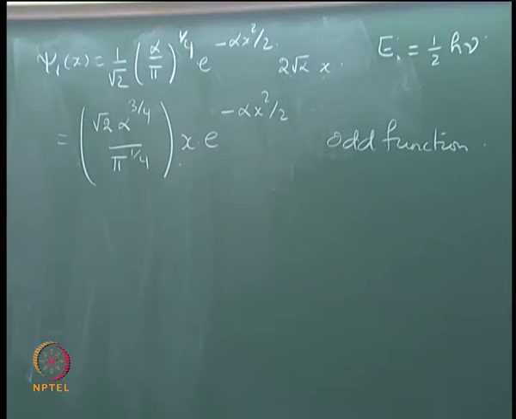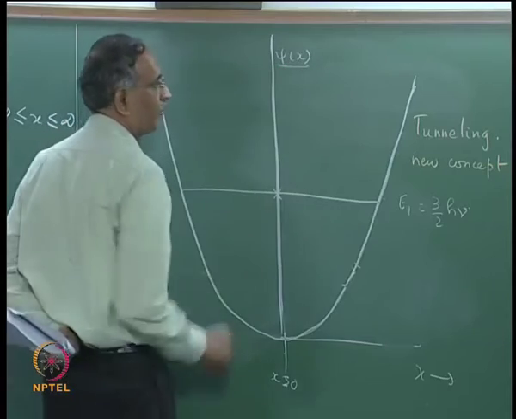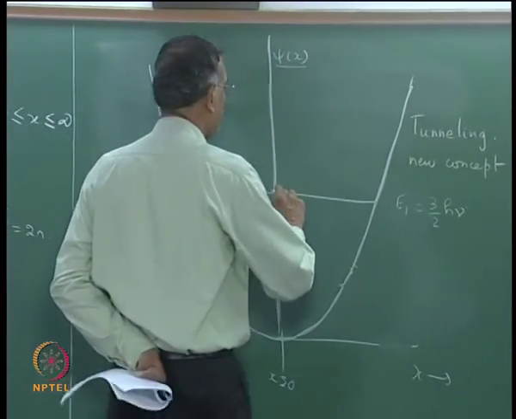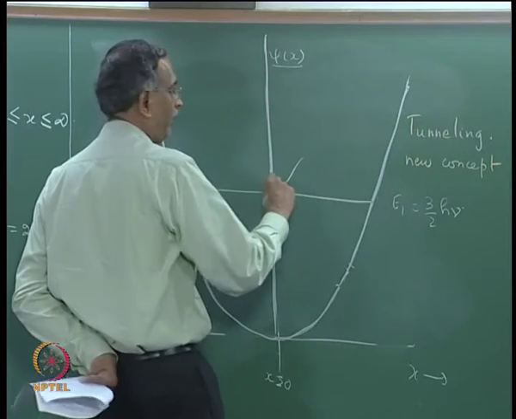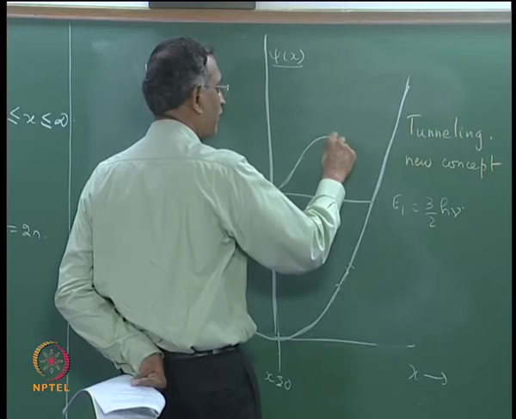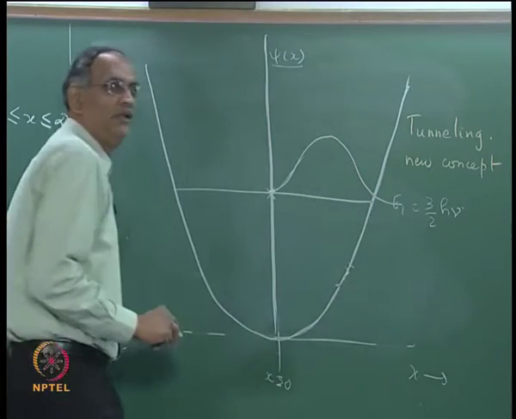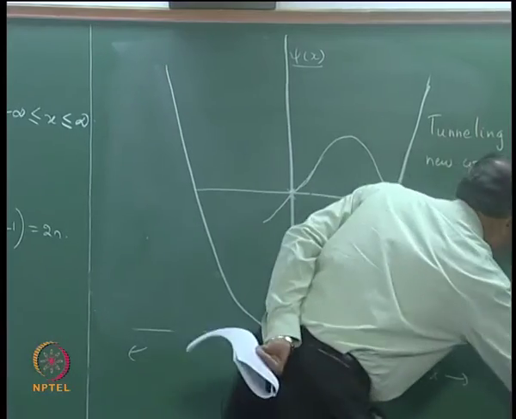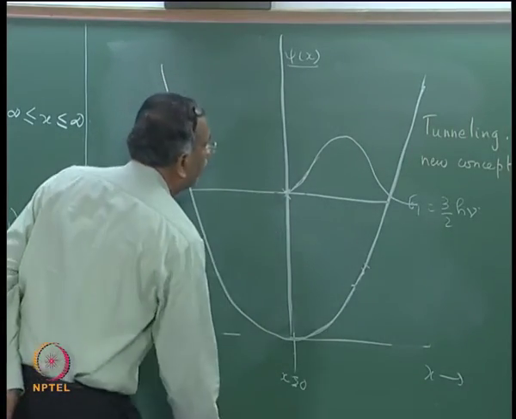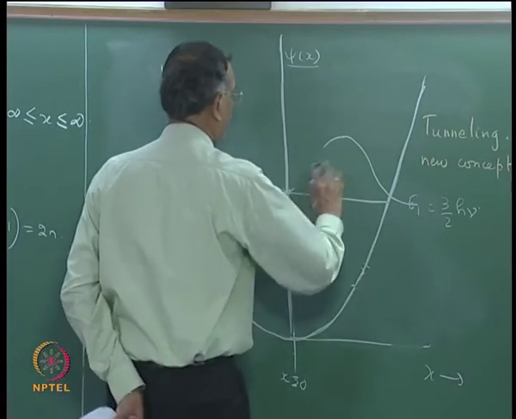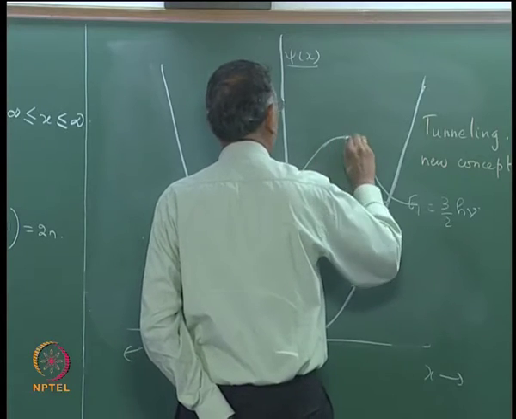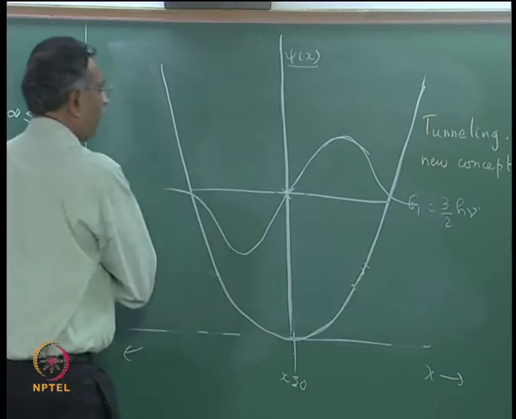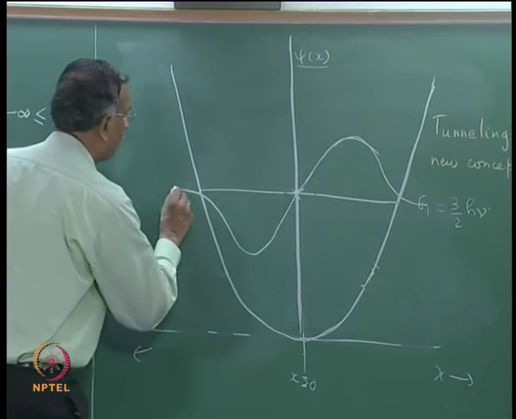Since it is an odd function and since it is multiplied by x, if you try to plot psi of x, it starts at 0 because at x equal to 0, the function is 0. And as x increases, the function increases. But the exponential e^(-alpha x^2/2) will try to bring it down. So it reaches a maximum and then it goes down to 0 very quickly. Being an odd function, of course, it has exactly the opposite form, the negative form here. So let me, sorry, let me draw this carefully. It is like that, and if we do that, it sort of goes to 0. Okay. So this is the function.